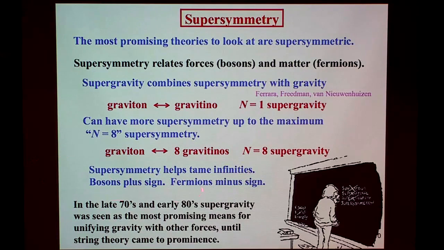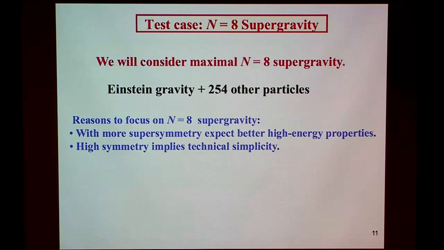What happens is the bosons come generally with one sign, like a plus sign, fermions with a minus sign, and these infinities tend to cancel. Okay? And in fact, in the 70s and 80s, this idea of supergravity was really seen as the most promising means for unifying gravity with the other forces until string theory came into prominence. And we're going to be looking a lot at this n=8 supergravity. So that's Einstein gravity plus 254 other particles.